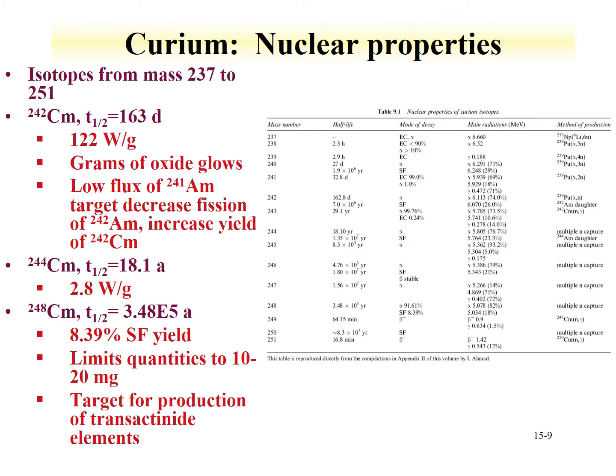And then the longer-lived isotope 248, with a half-life of 3 times 10 to the 5th years, is limited in quantity, let's say on the order of 10 to 20 milligrams, and this is often used for target production for the formation of transuranic elements. And here we see routes for the production of the 242 to the 248, which generally involve multiple neutron capture from lighter targets.